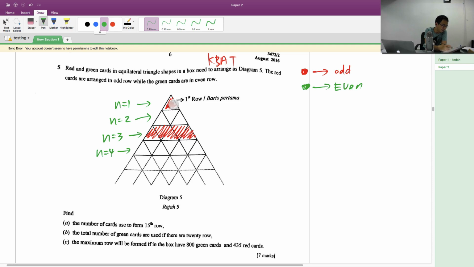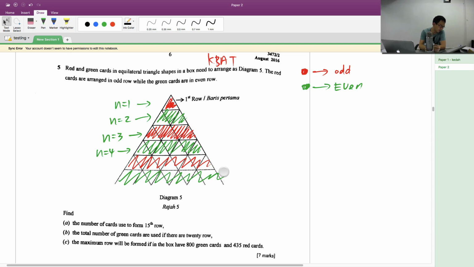And then even number means all is green color. So definitely we know the next one is red color. And next one again is everything in green color. Okay, this is what the question tried to mean. Alright, so therefore, now the question actually finds the number of cards used for 15 rows.